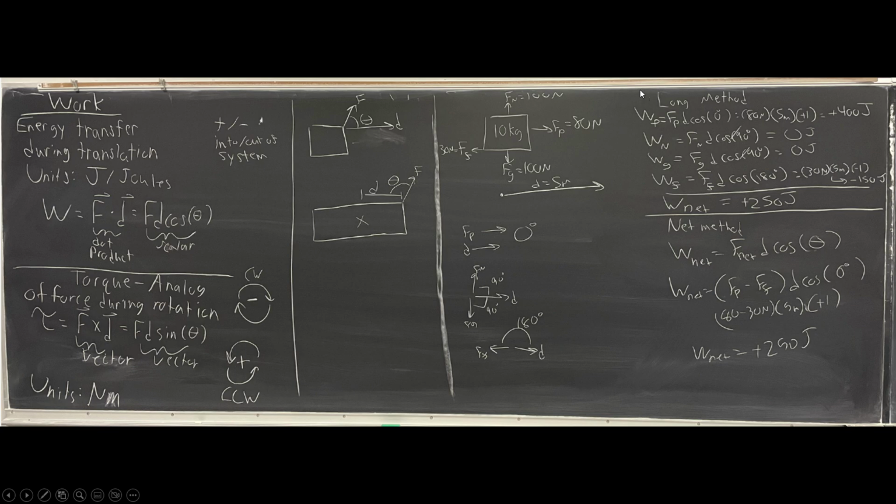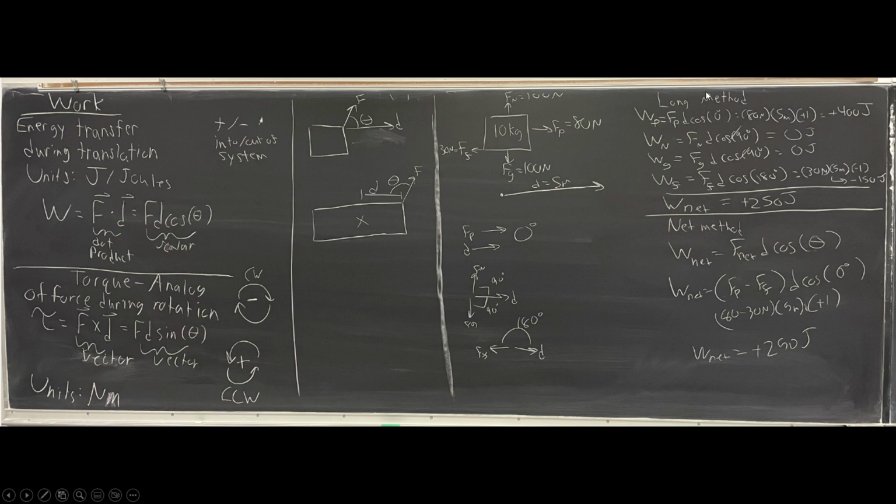Now, let's say we want to calculate our net work, W net, for our entire system. We have two ways to do it. The safe way, which is the long method, and then the net method, which is quicker, but you just need to be very comfortable with calculating your forces.